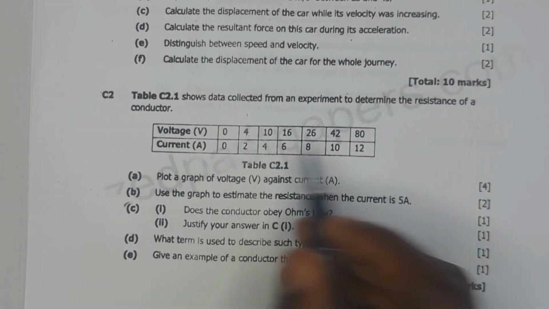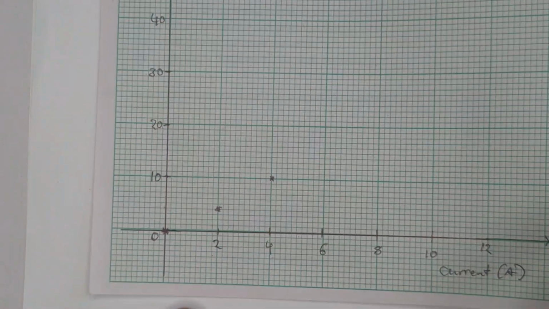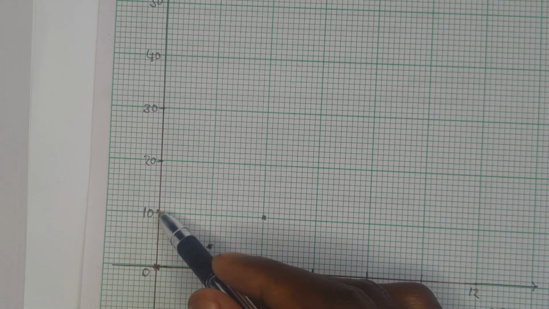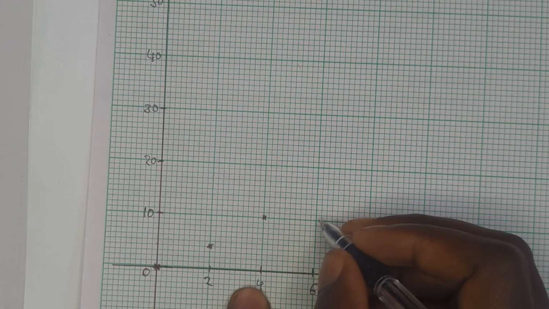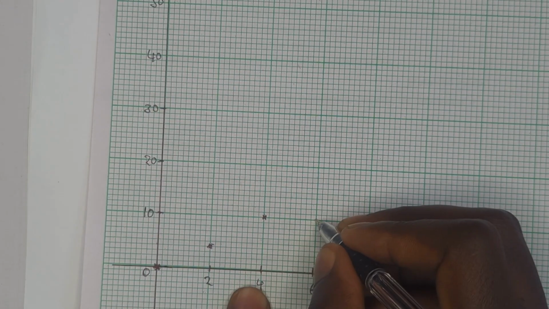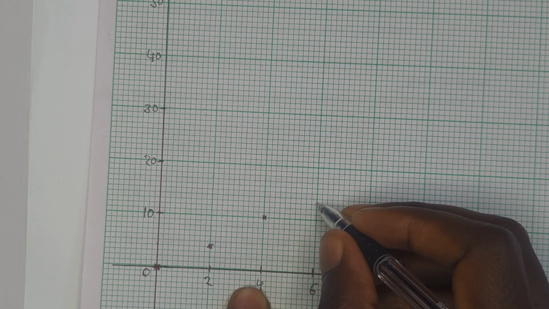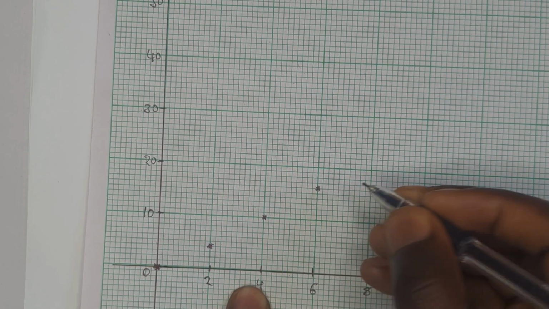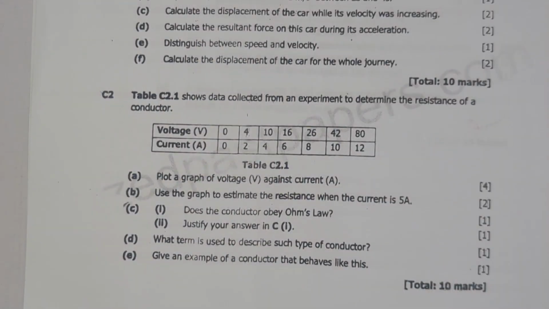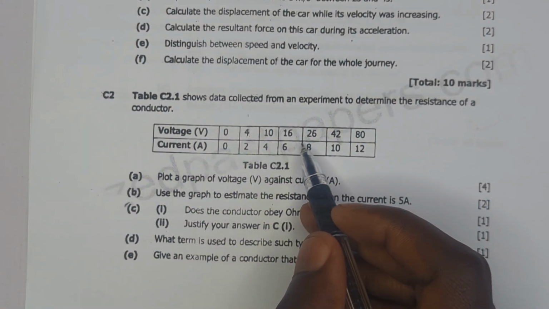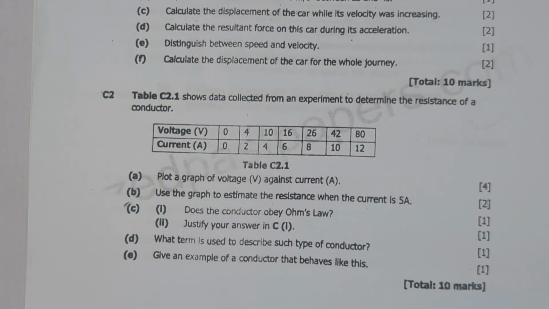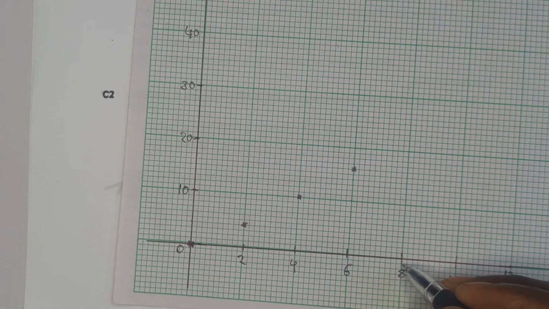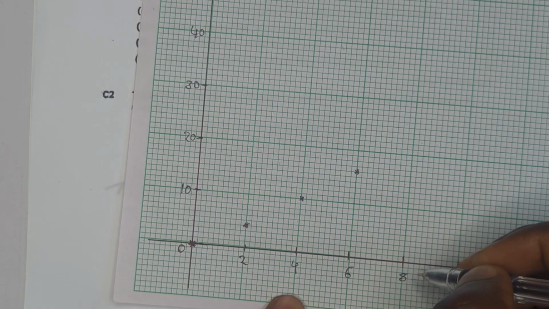We also have 16, 6. So this is 6. 16 is after 10. So this is the line for 10, then 11, 12, 13, 14, 15, 16. So 16 is here. We put a point where they meet. The other point is 26, 8. So 8 is here. This is the line for 8.